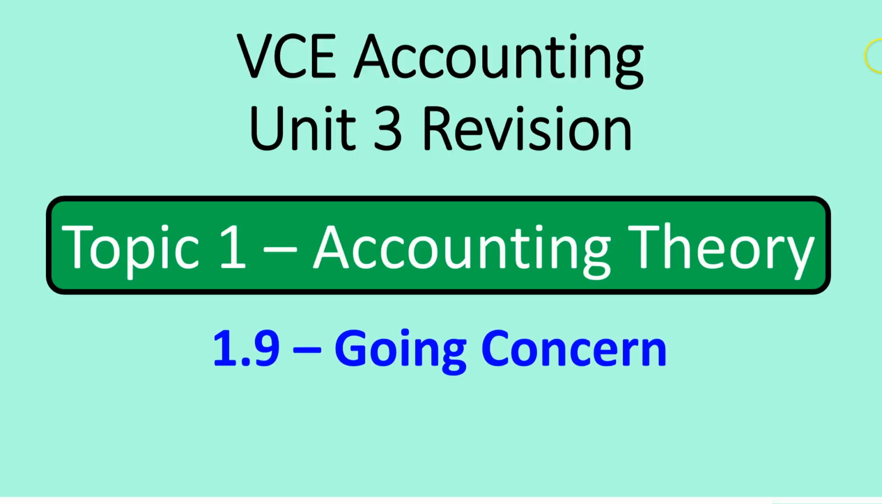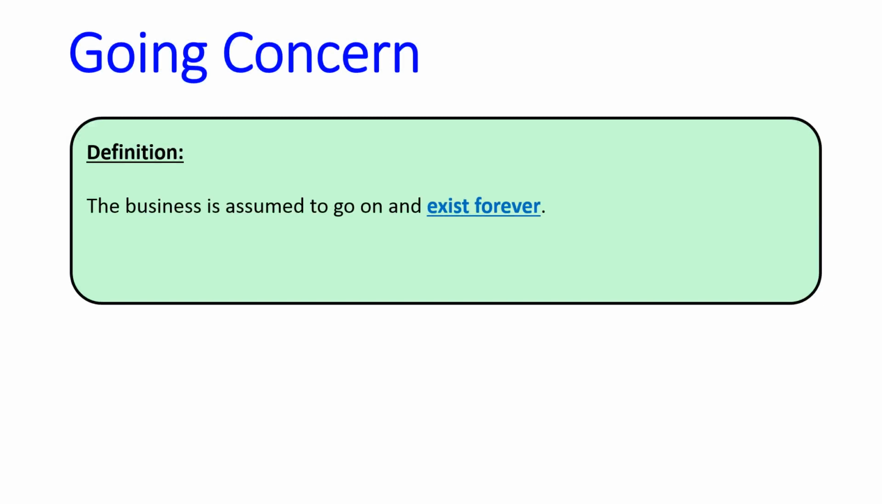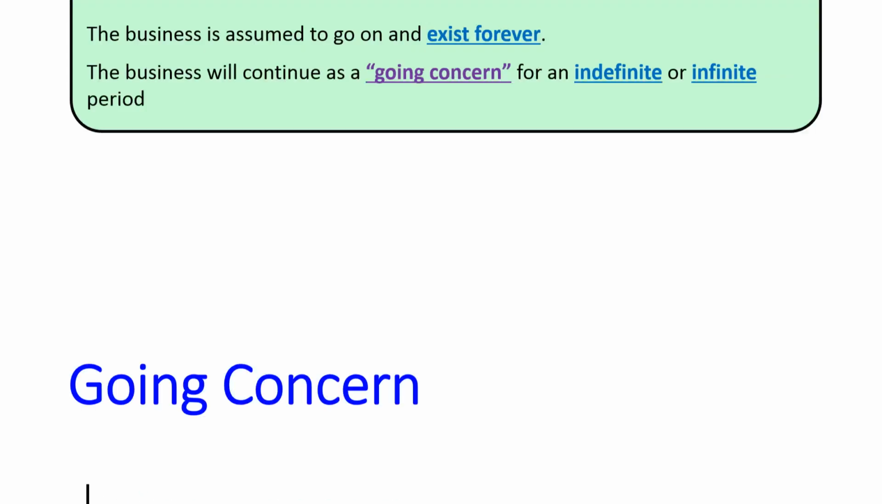The going concern principle is one of our accounting principles, and it's quite simple to define, yet very difficult to sometimes relate to a question. And it's easy to define because it simply says the business is assumed to go on and exist forever. In other words, the business will always exist as a going concern for an indefinite or infinite time period.